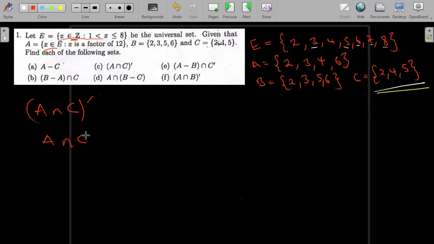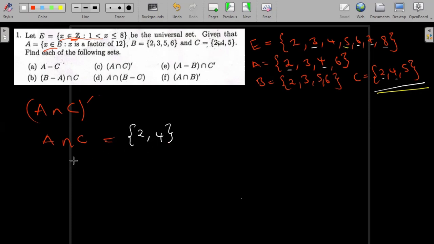What is A intersection C? So for A intersection C, I look at the elements that are common in both A and C. There's 2 there, and there's also 2 there. There is 4 there, and there's also 4 there. So what is common in both the sets is 2 and 4.